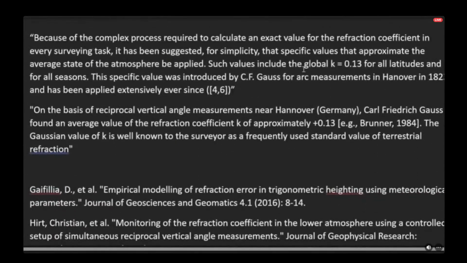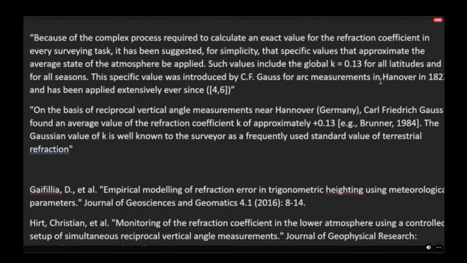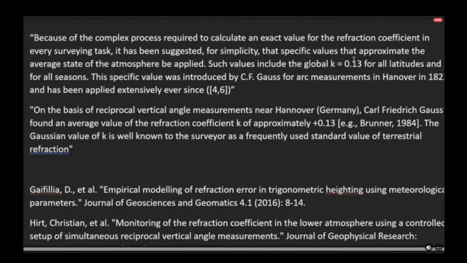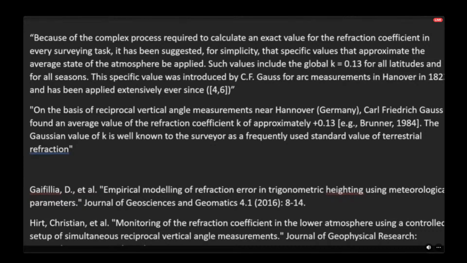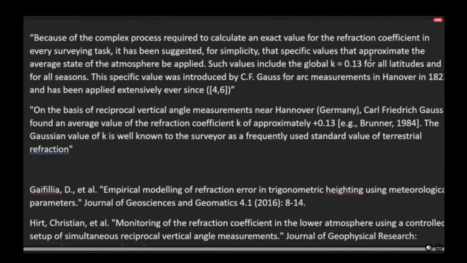There's a couple of quotes that we know support what we're trying to explain. Because of the complex process required to calculate an exact value for the refraction coefficient in every surveying task, it has been suggested for simplicity that specific values that approximate the average state of the atmosphere be applied. Such values include global K equals 0.13 for all latitudes and all seasons. The specific value was introduced by Gauss for arc measurements in Hanover in 1823 and has been applied extensively ever since. So again, they're saying that they are familiar with the broad application of 0.13 for all refraction all across the world in every season and every circumstance. Obviously that's not ideal, but it's how they work with the average.